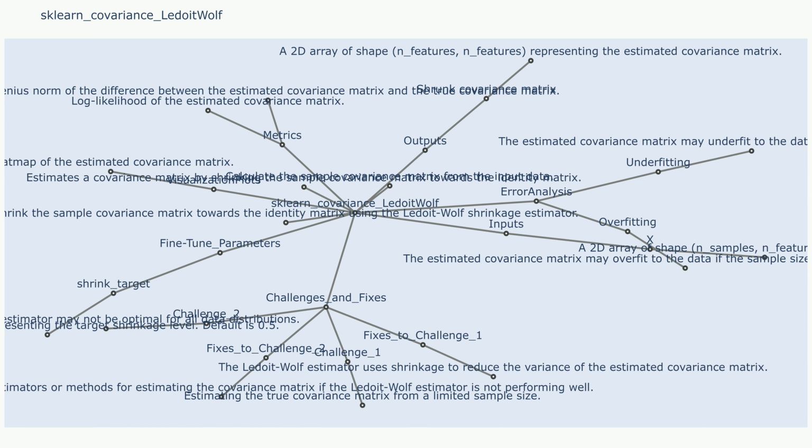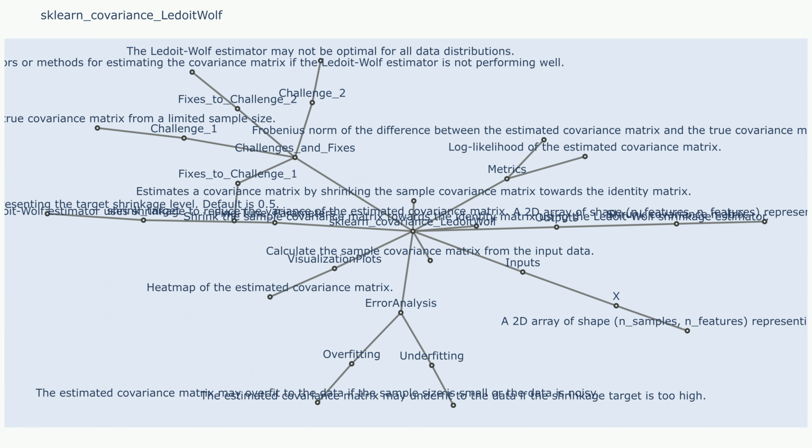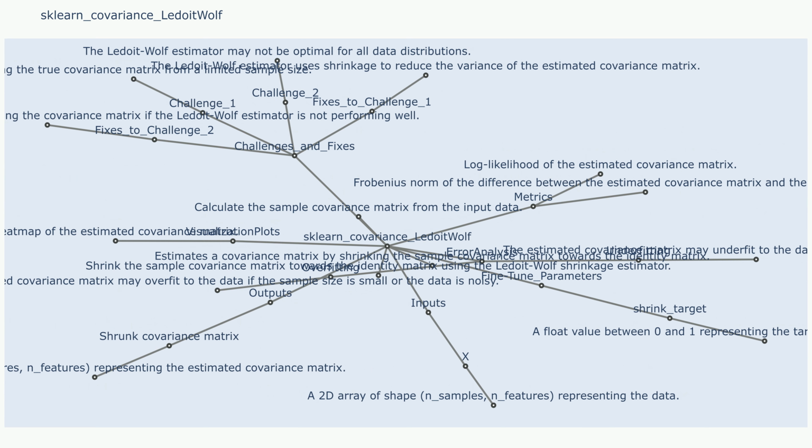Inputs: X. This is the input data, typically a NumPy array or pandas data frame where each row represents a sample and each column represents a feature. Assume centered. This parameter is a boolean indicating whether the data is assumed to be centered, mean of 0 already. If set to true, the estimator will not center the data internally.